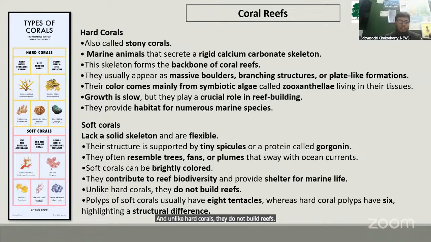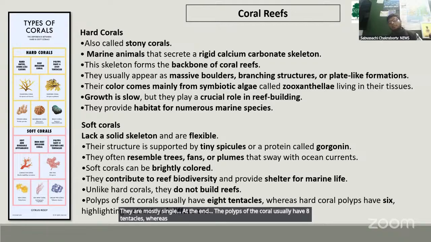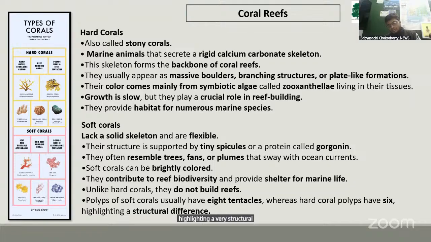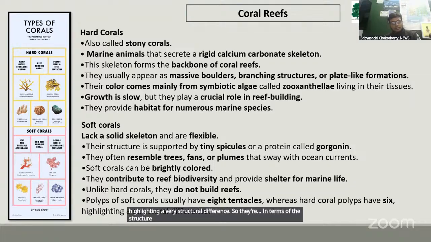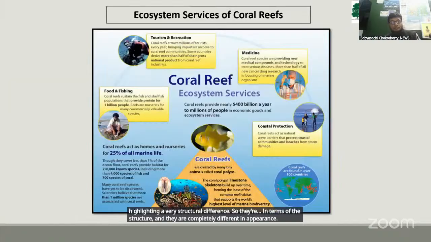They are mostly single, and the polyps of the soft coral usually have 8 tentacles, whereas the hard coral polyps have six, highlighting a very structural difference. So in terms of their structure, they are completely different in appearance.